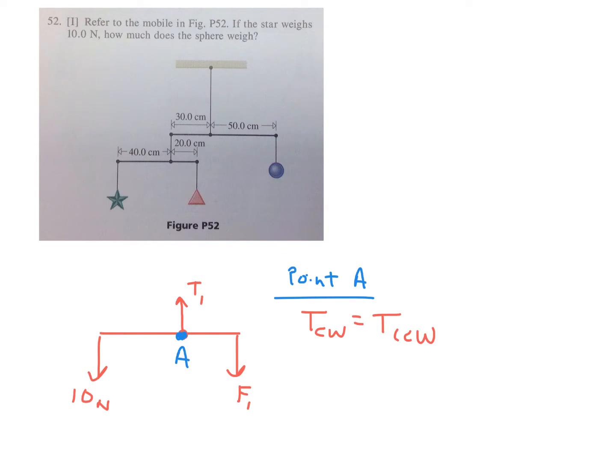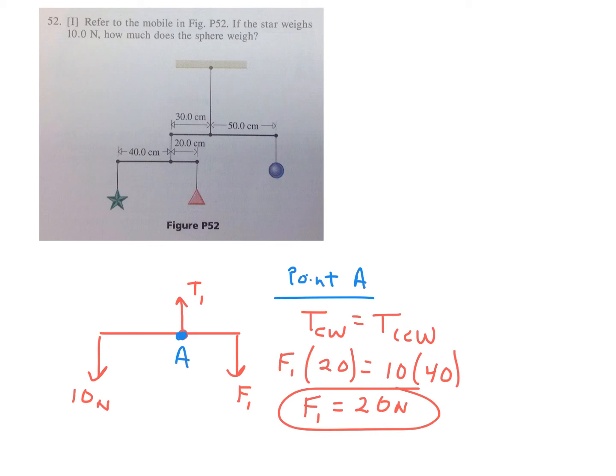The clockwise torque with reference to point A is F1, unknown, F sub 1, times its distance from that point. This one's pretty easy. You could have done it without the calculation. That's 20 centimeters, equals force 2, the 10 newtons, times its distance, 40 centimeters, twice as far away. So F1 has to be twice as big. It's going to be 20 newtons. If you do the math there, that's F sub 1.